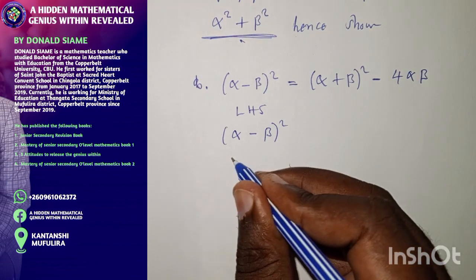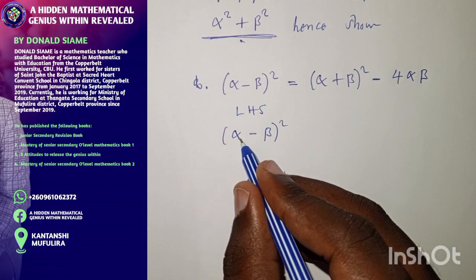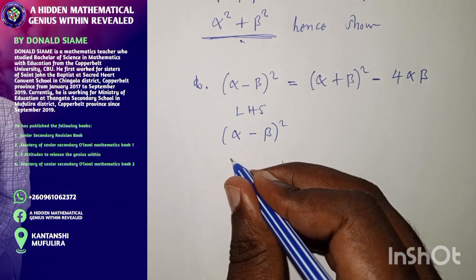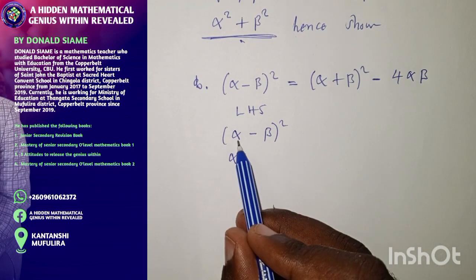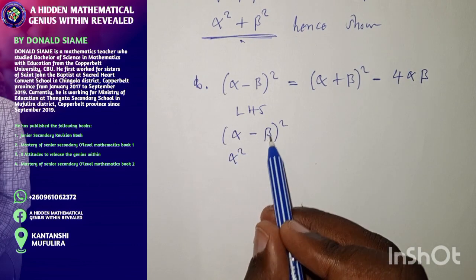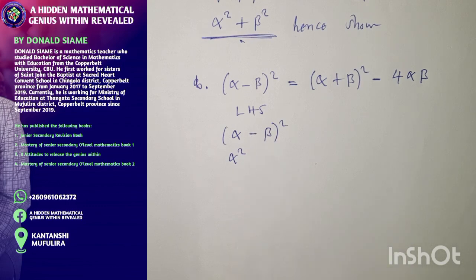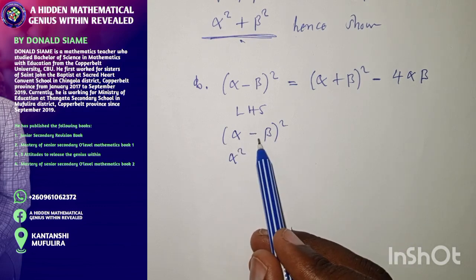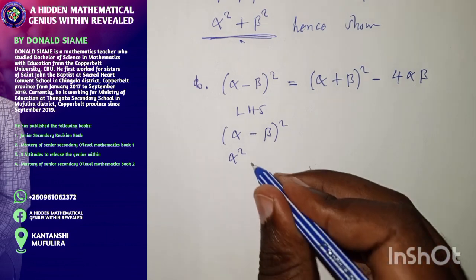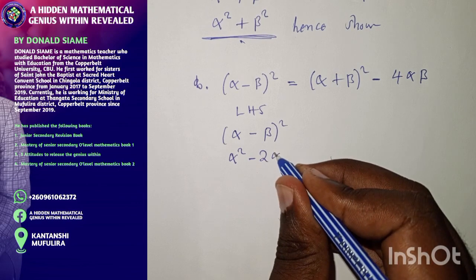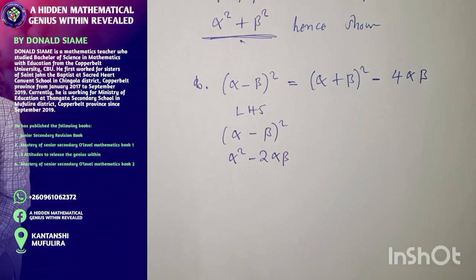First you square the first term, so you get alpha squared. Second, it's alpha times beta. Now this beta has got a minus here, so it's alpha times minus beta, which is minus alpha beta. Multiplied by 2, it will be minus 2 alpha beta.